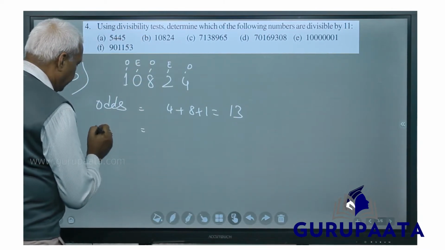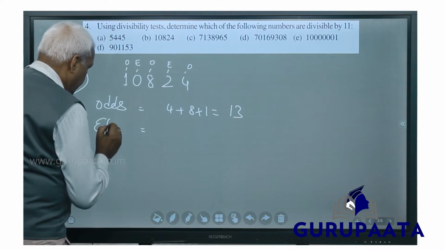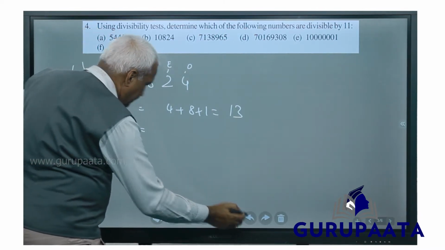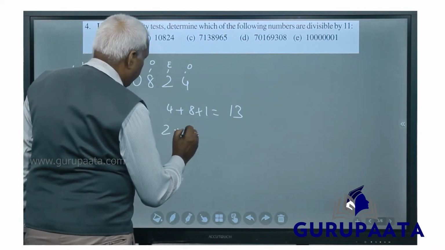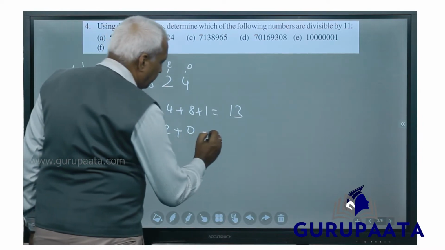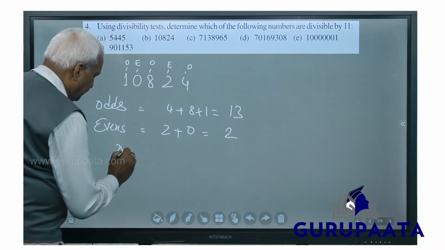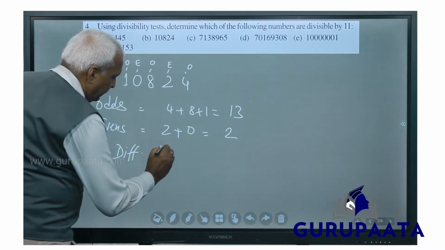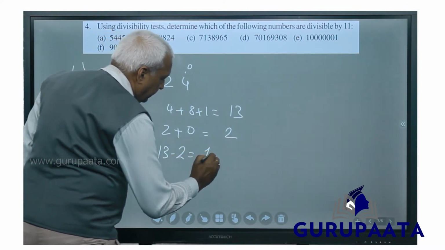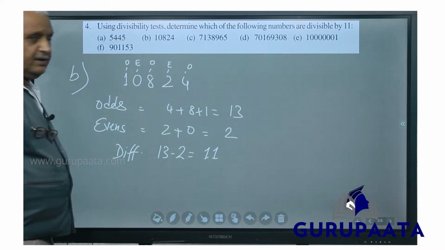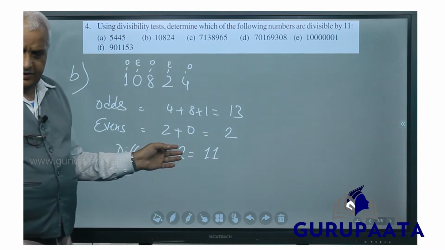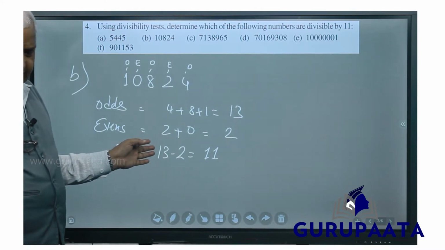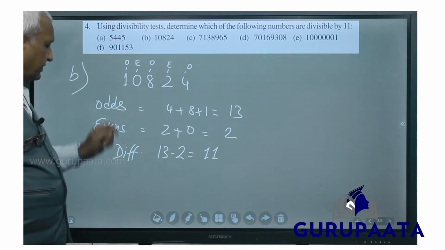We will take now evens. Evens: 2 plus 0 equal to 2. Difference: 13 minus 2 is equal to 11. So this number is also divisible by 11. In this procedure, if the remainder you are getting is 0 or 11, the number is divisible by 11. Now we will take question number C.